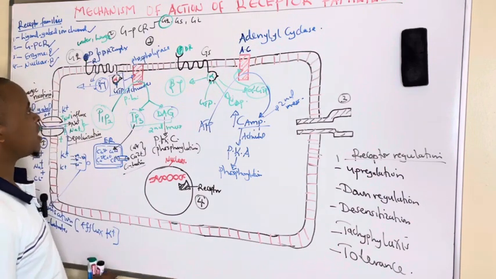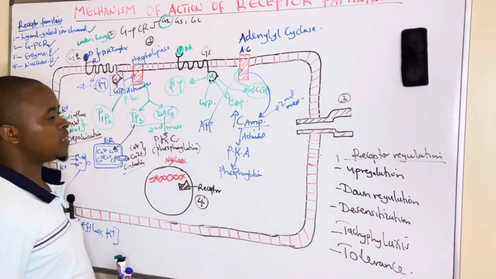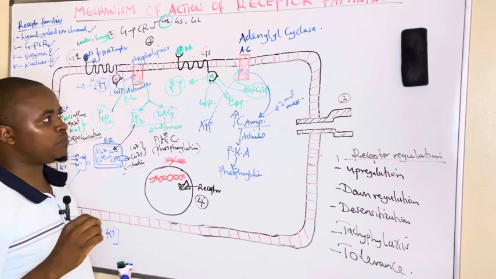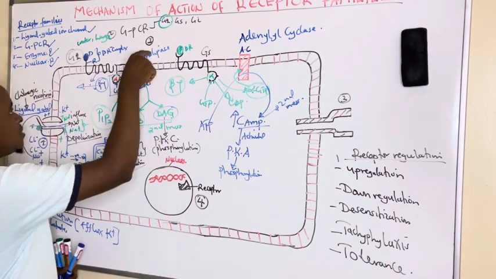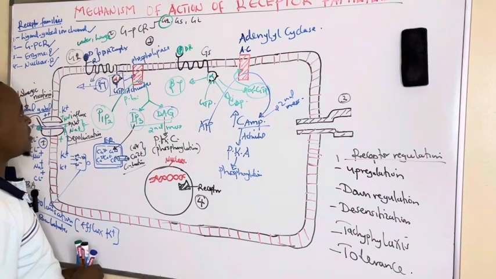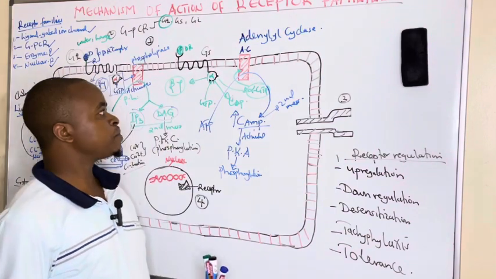The drugs that work through Gs always target beta-1 receptors and beta-2 receptors. All of them work through Gs, whereas muscarinic type 1 and type 3 work through Gq receptors.